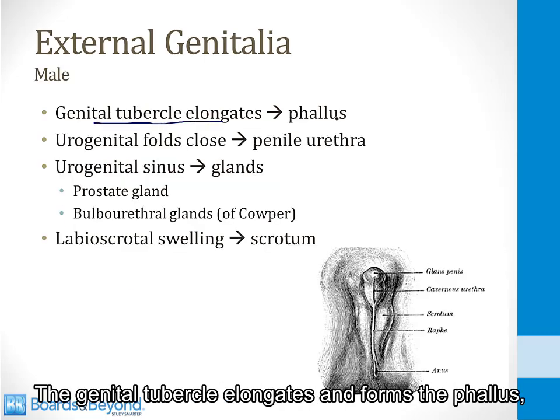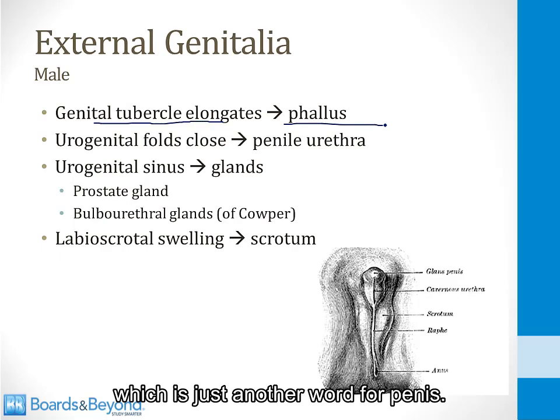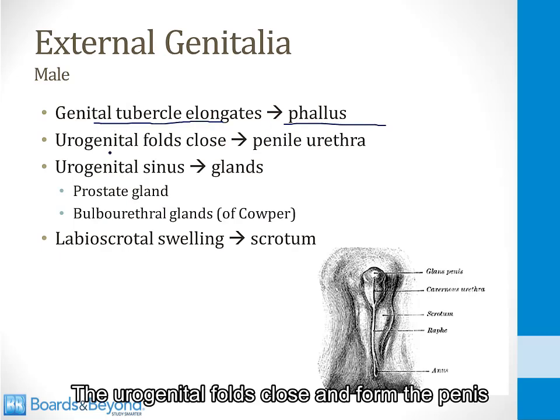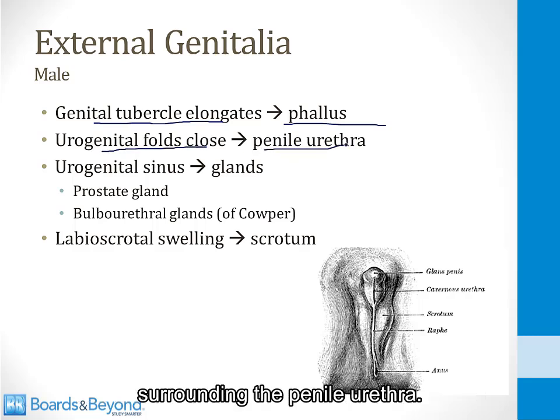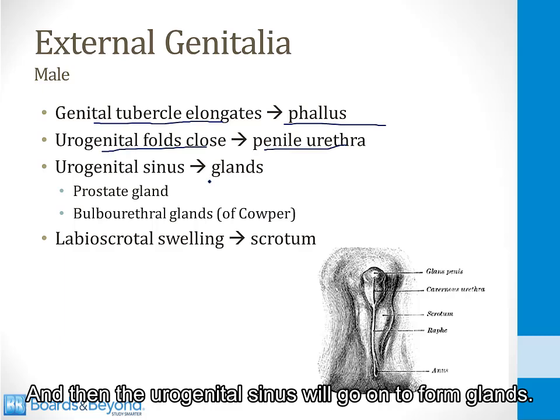The genital tubercle elongates and forms the phallus, which is just another word for penis. The urogenital folds close and form the penis surrounding the penile urethra. And then the urogenital sinus will go on to form glands.